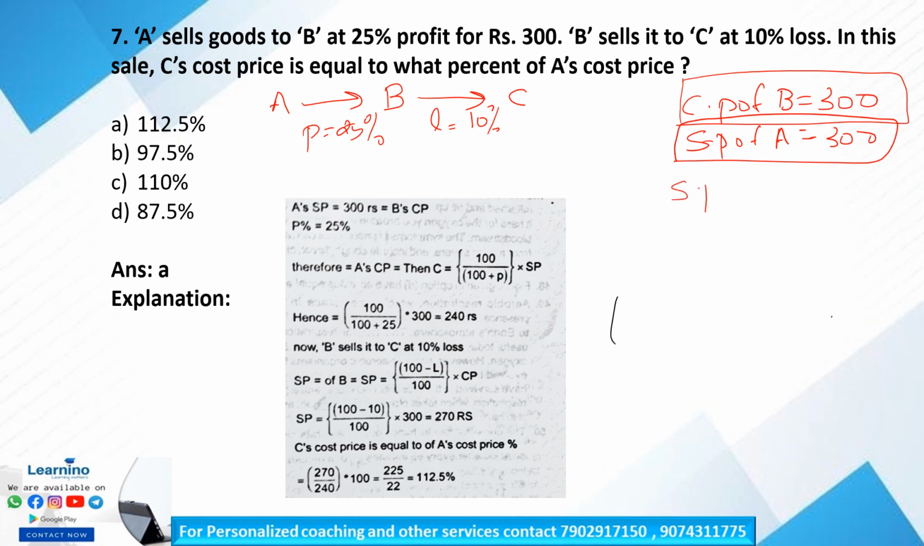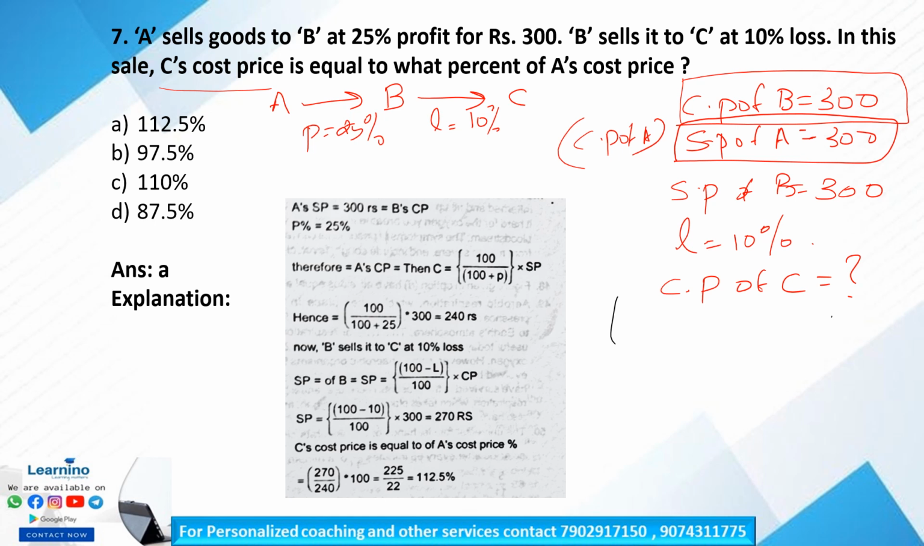Therefore, the selling price of B is equal to 300, selling to C with a loss of 10%. So we have to find the cost price of C, and also the cost price of A. C's cost price is equal to what percentage of A's cost price is the question. So we have to find the cost price of A and the cost price of C. For this, we have to do a simple calculation.